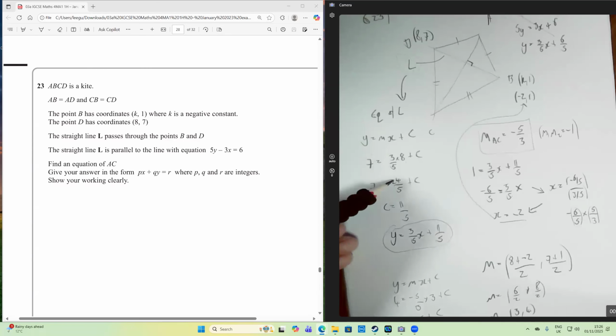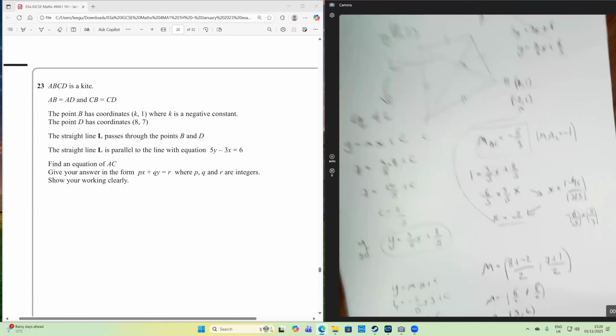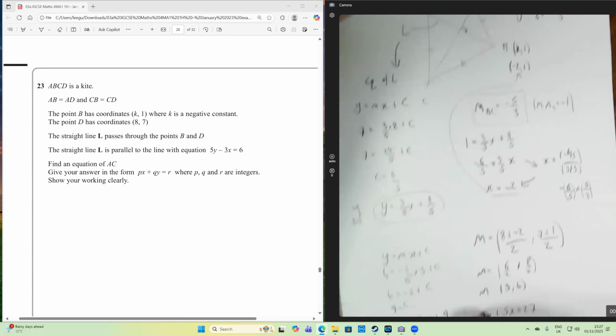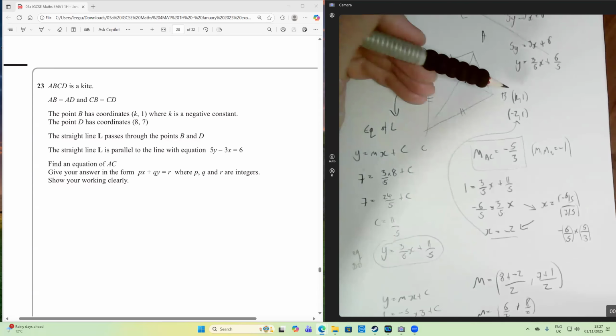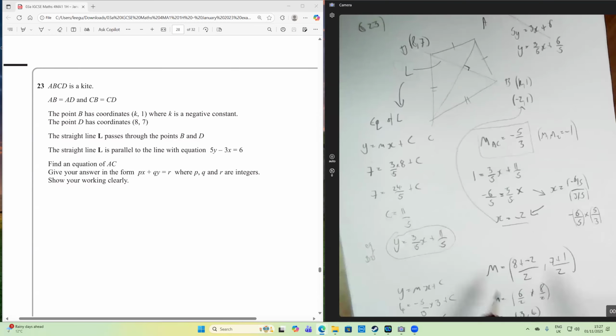And then we take away the 24 over 5, and that gives us that c is 11 over 5. So we've now got the equation of the line BD. So that is the equation of the line BD. So now that we've got the equation of the line BD, all we need to do now is literally sub in the point (k, 1) into that equation in order to find out what the value of k is going to be. So let's sub in the coordinate that we've got into the equation of our line.